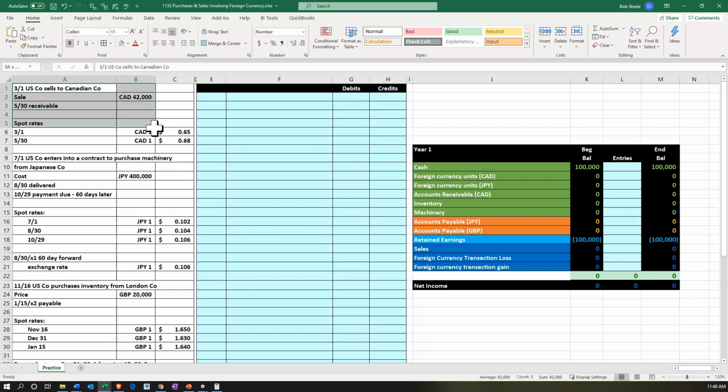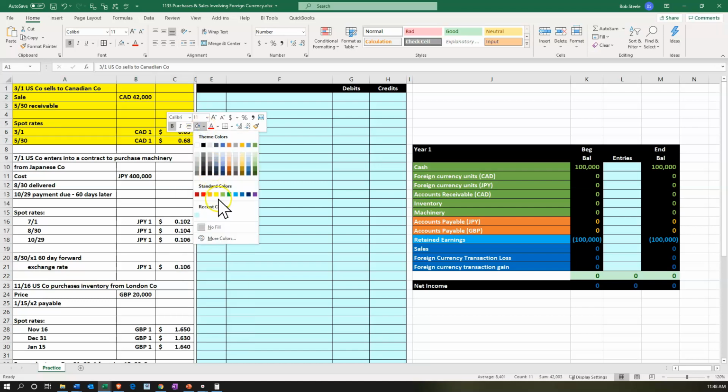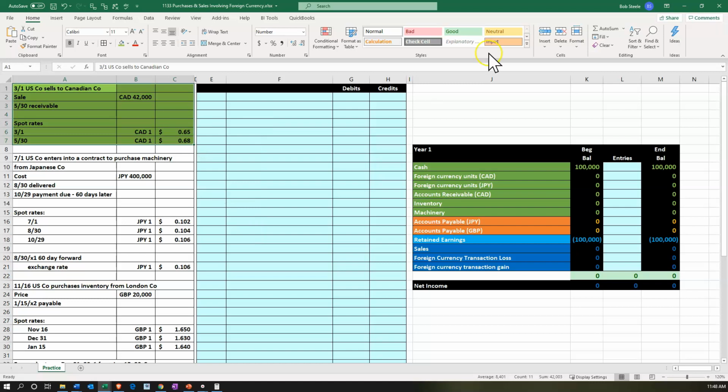I'm going to select these items and make them green, working on the ones that are in green. So we're starting off on 3-1, a U.S. company sells to a Canadian company. So we're always going to be the U.S. company. We're making a sale of some kind to a Canadian company, right?